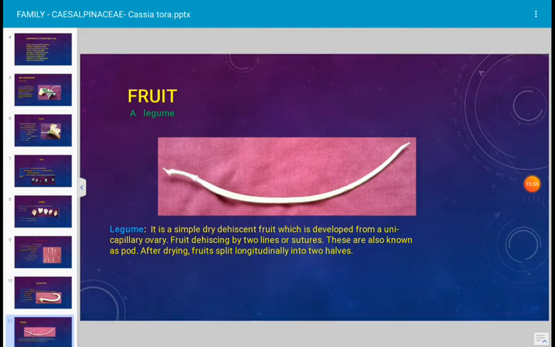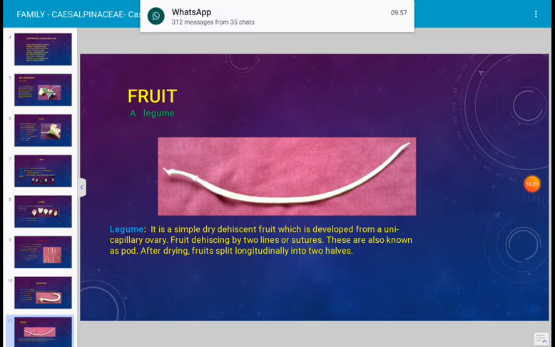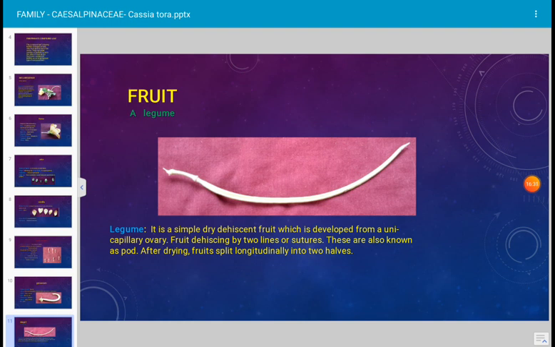This is the fruit of Cassia tora. It is a very long, legume type of fruit. It is a simple dry dehiscent fruit developed from a unicarpellary ovary. The fruit dehisces along two lines, also termed sutures, and these fruits are also called pods. After drying, the fruits split open longitudinally into two valves and all the seeds are released. Okay, next.